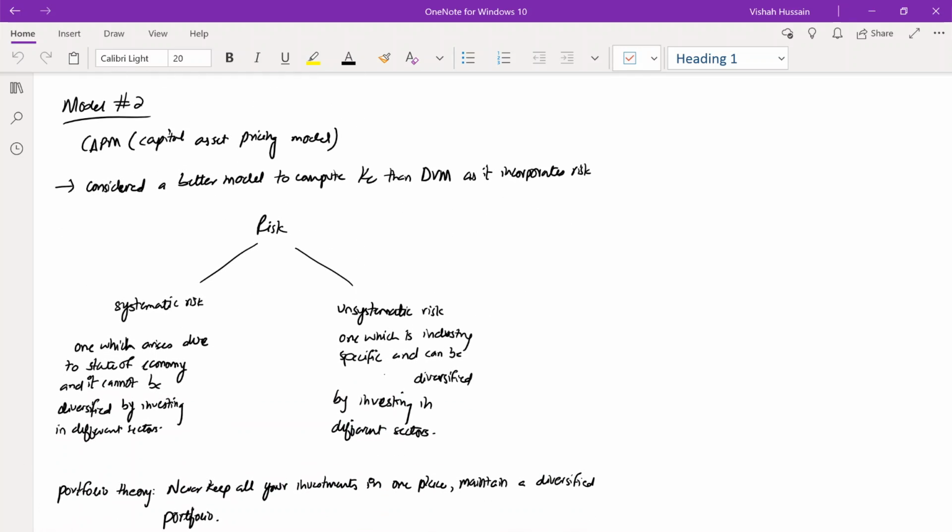Model number 2 is the CAPM, the capital asset pricing model, which we consider a better model to compute cost of equity than DVM. Why? Because it incorporates risk.